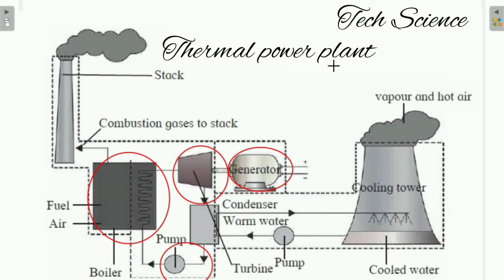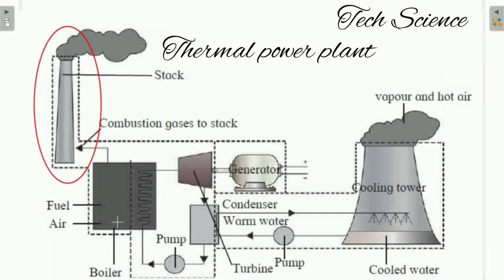Now this cooling tower has a function: whatever heat the water absorbs will be given out. What is the use of the part present on the left-hand side? It is called the stack. During the combustion process, soot particles, smoke and dust are produced, and these are released through this stack, which is also called the tower or the chimney.